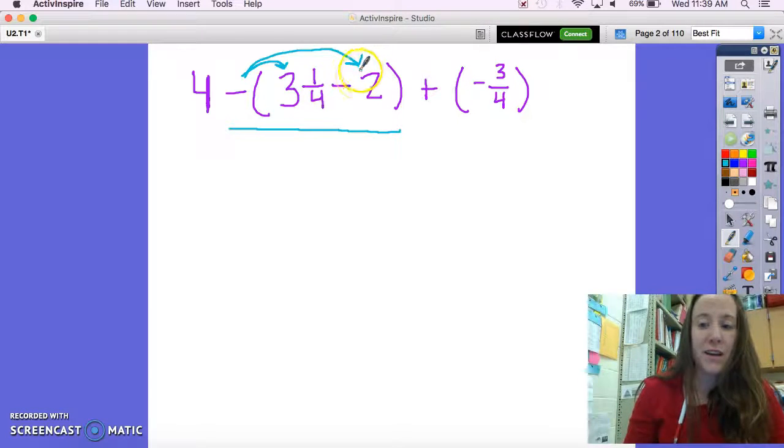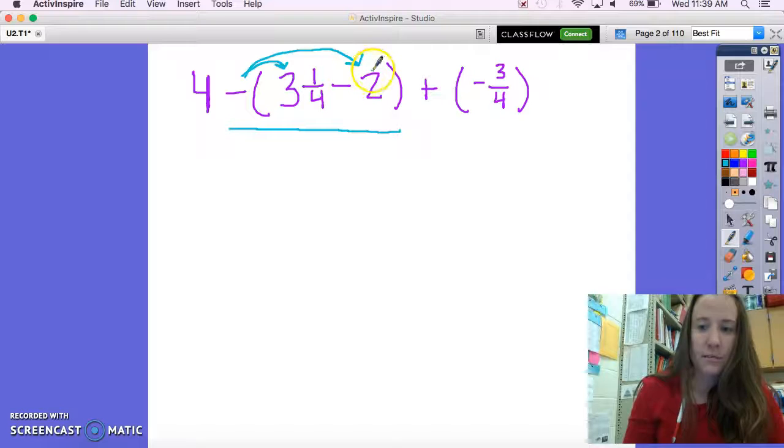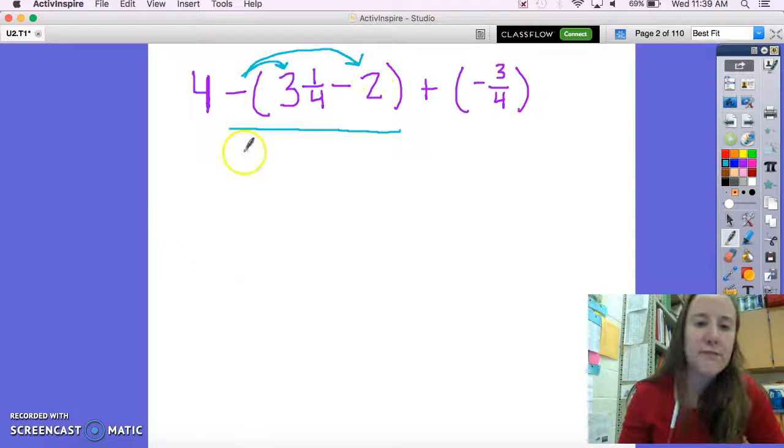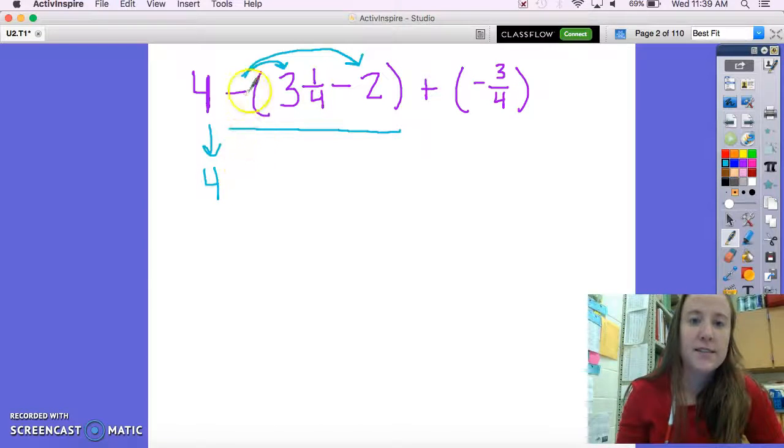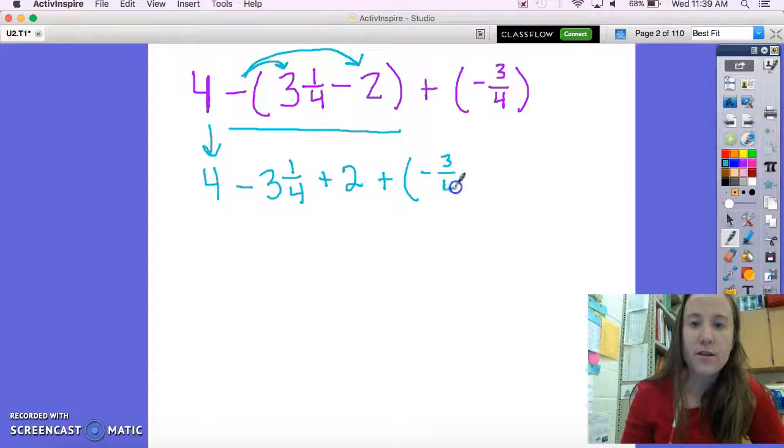Keep in mind you don't get a calculator this unit, so that would involve more complicated math that you're doing with pencil and paper. So if I rewrite this, the 4 is the same. I'm just going to bring that down. Now, this subtraction sign applies to 3 1/4. So 4 minus 3 1/4. Now, this subtraction sign also applies to this minus 2. So if we're thinking about it in terms of this is the opposite of minus 2, or the inverse of minus 2, when I rewrite this, it would become plus 2. And I still have this plus negative 3/4.